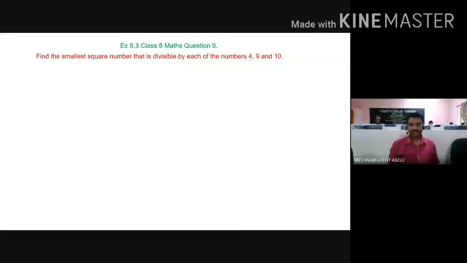Some numbers are given. One is 4, another one is 9, and the next one is 10. So you have to find out the smallest square number that is divisible by these three numbers. What is the hint given to you? Square, smallest number.